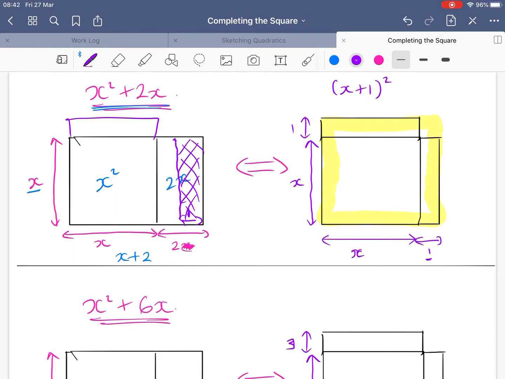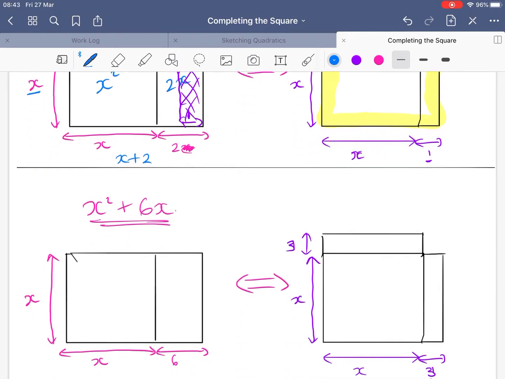But unfortunately, the area of this square is a little bit too big, because I don't want that little bit there. So what I have to do is subtract this area here. And in this case, I've got a 1 by 1, so I've got to take away 1 squared. And now these two things are equal to each other. So x squared plus 2x is equal to all of x plus 1 squared, take away this little extra area here, which is 1 squared.